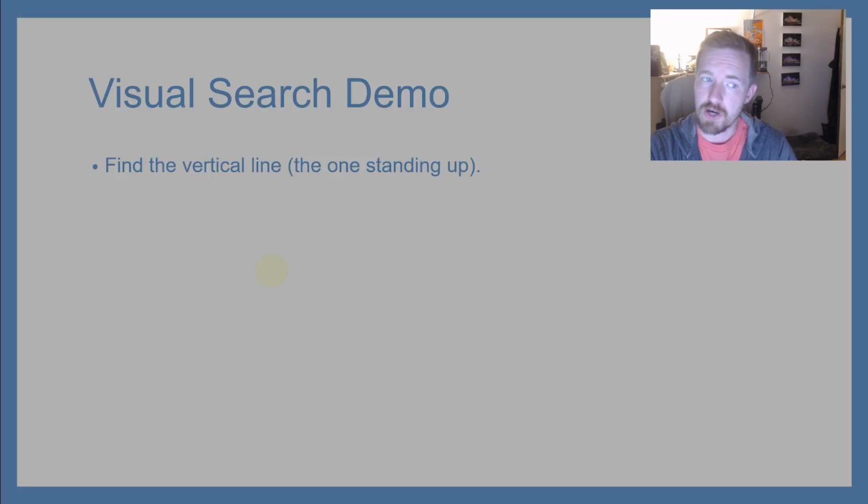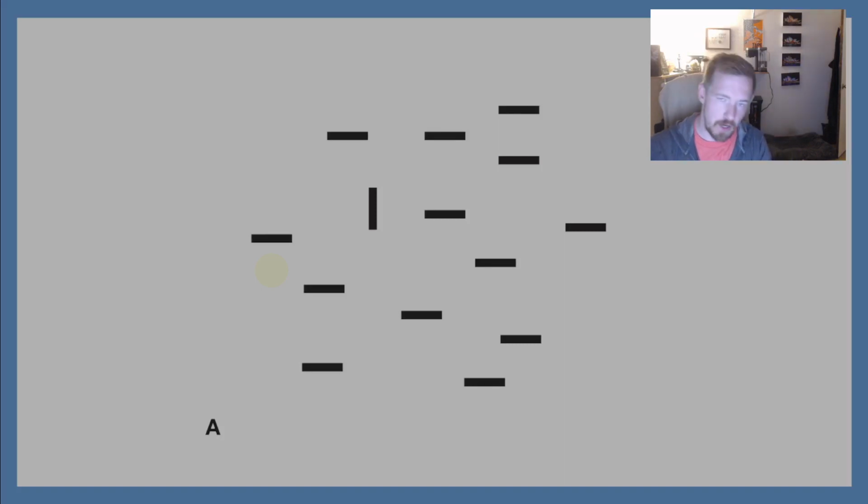In this case, the target is going to be the vertical line. So I want you to find the vertical line standing up, and I want you to actually try to be interactive, because I want you to think about what's going on in your mind whenever you're trying to solve this. All right, so here we go. Find the vertical line. Okay, so that probably popped out at you immediately, right? Why does it pop out? Because it is totally different from all the others. Okay, that was easy enough.